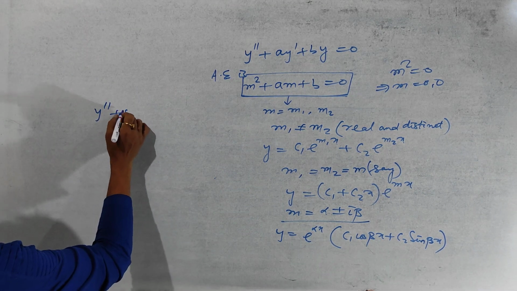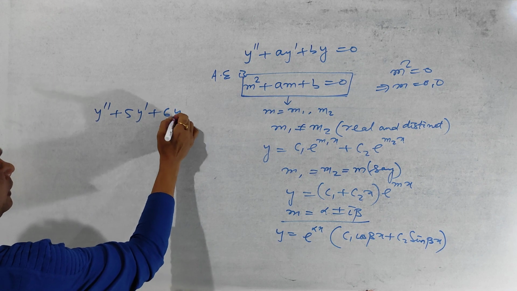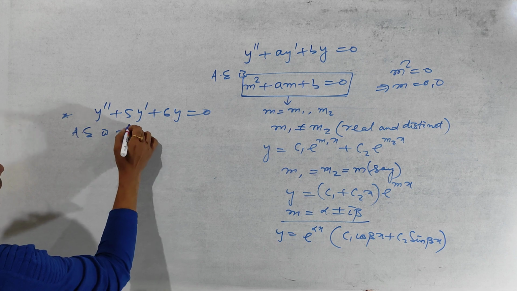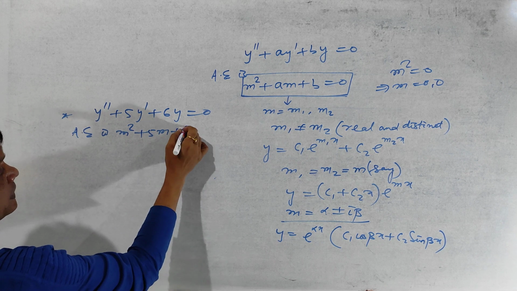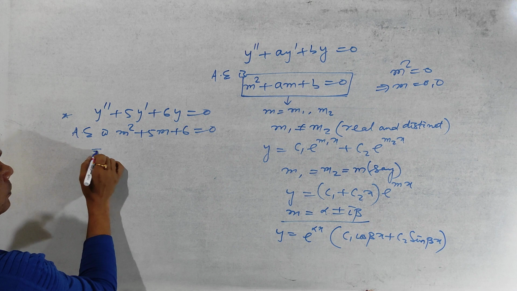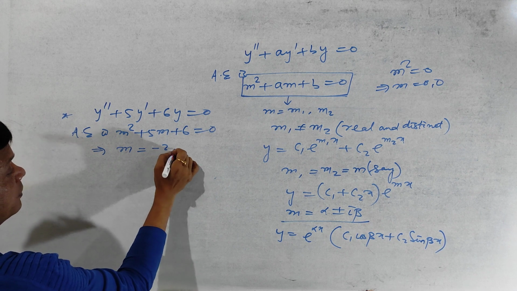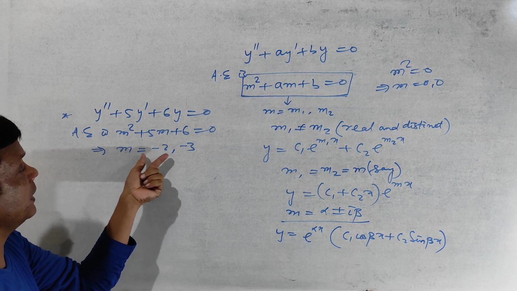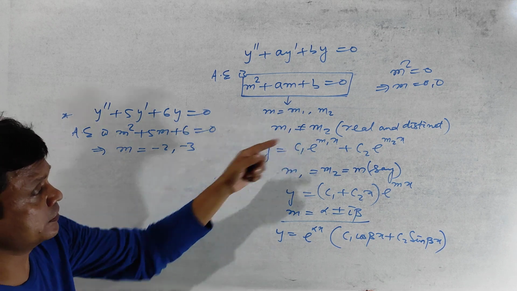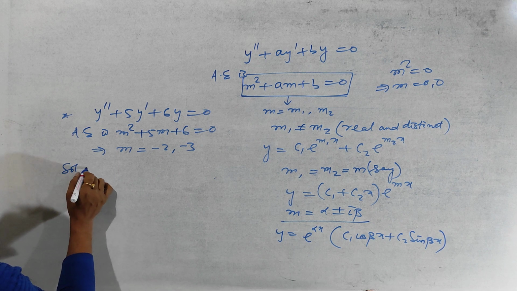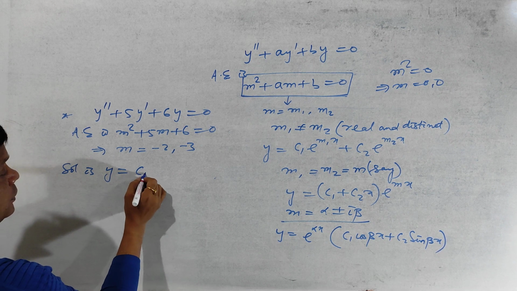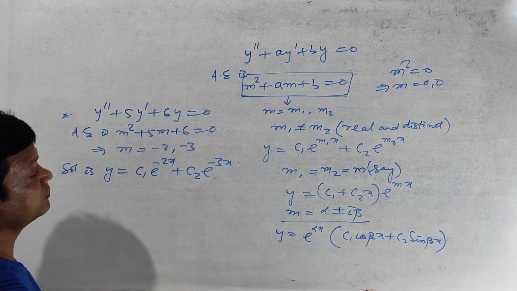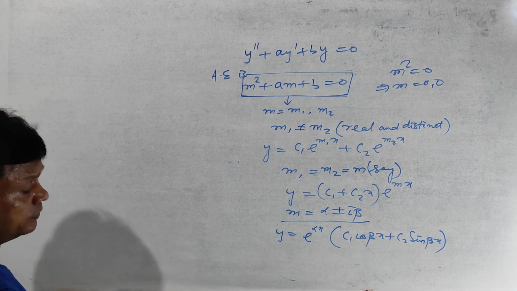Say y double dash plus 5y dash plus 6y equal to 0. And the auxiliary equation is, tell me, m square plus 5m plus 6 equal to 0. So after solving, you should factorize it and you will get the value of m as minus 2, minus 3. So this is the first case. So solution is y is equal to c1 into e to the minus 2x plus c2 into e to the minus 3x. Clear?